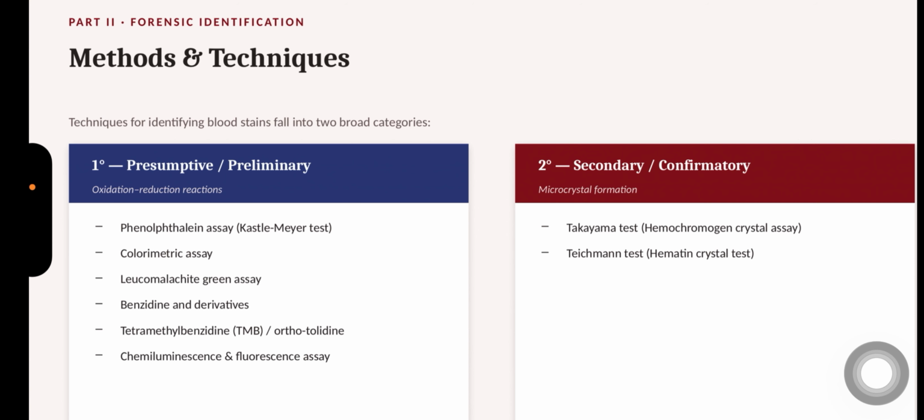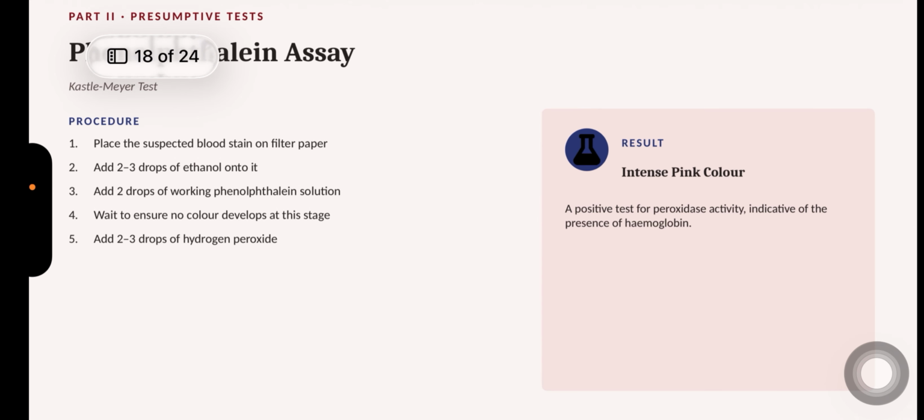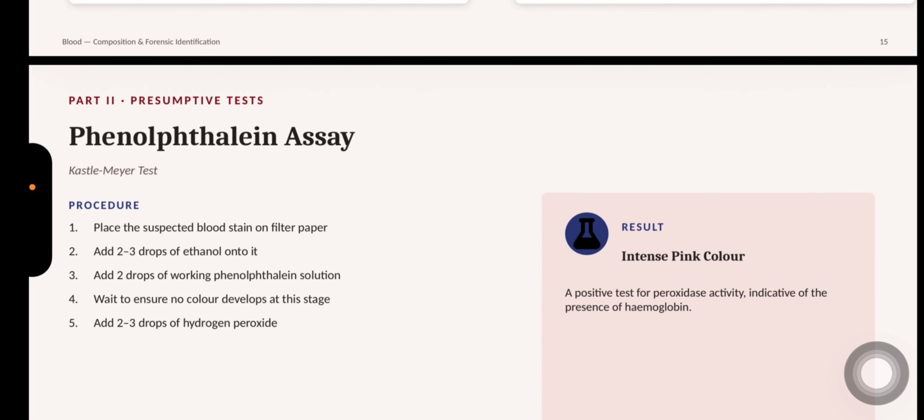That is because presumptive tests detect peroxidase-like activity, not blood specifically, because some vegetables, rust, certain chemicals, and bleach also produce similar reactions. Therefore, confirmation is always required. And in confirmation, you have your Takayama test and Teichmann test. Moving forward, let's study the phenolphthalein assay, popularly known as the Kastle-Meyer test.